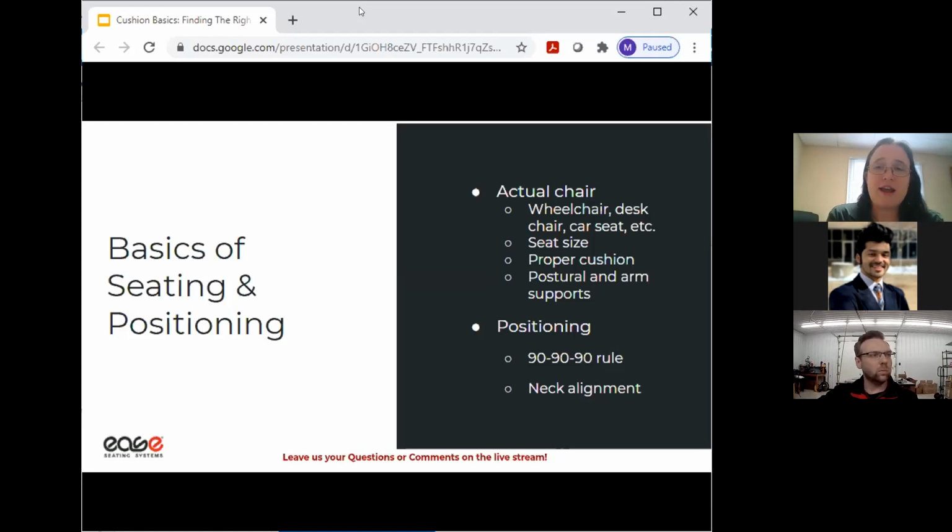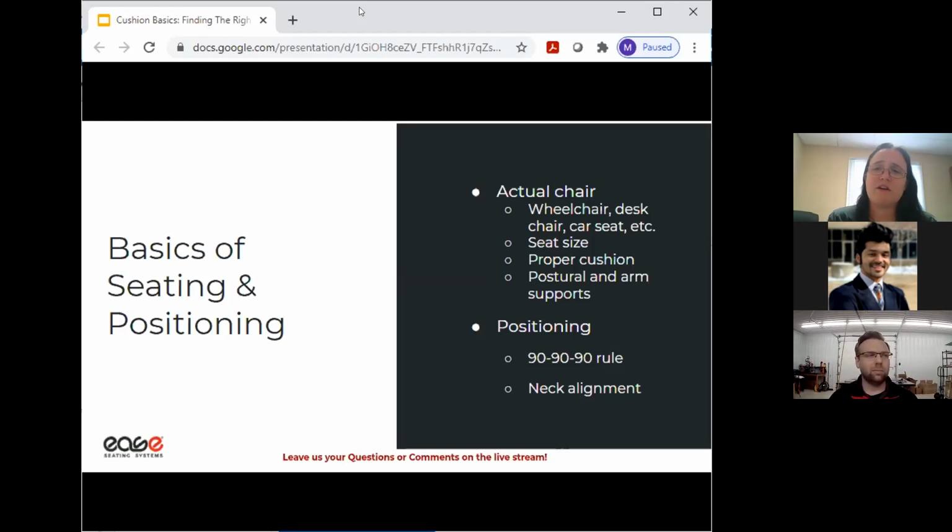So then you want to look at your actual seat cushion. You want to make sure that it is the same size as the chair you're sitting on. You want to make sure that it offers you the support you need, and that it's comfortable, because if it's not comfortable, you're not going to sit in it for very long.